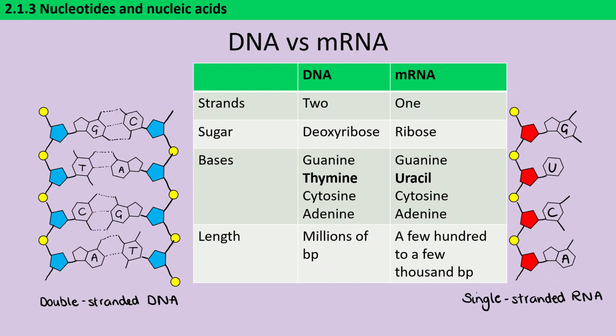Now is a good time to pause and remind yourself of a few key differences between the structure of DNA and messenger RNA. DNA is always double-stranded, where messenger RNA has a single strand. Obviously, DNA contains deoxyribose, where mRNA contains ribose. When it comes to the code, both nucleic acids contain guanine, cytosine, and adenine, but thymine in DNA is replaced by uracil in mRNA. And DNA is obviously much longer, being millions of base pairs long, compared to mRNA, which will be from a few hundred to a few thousand base pairs, depending on the length of the gene.